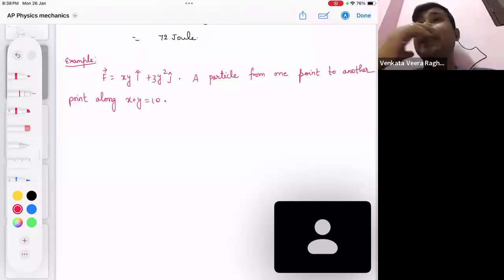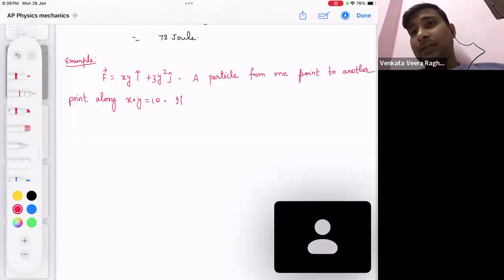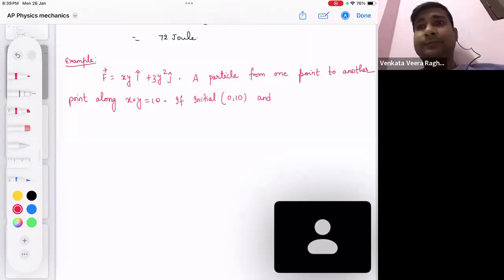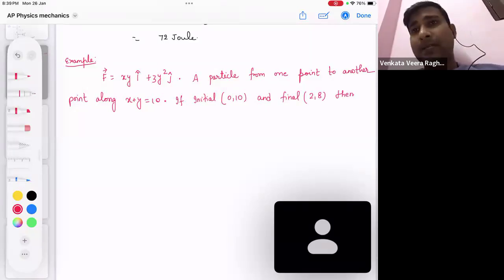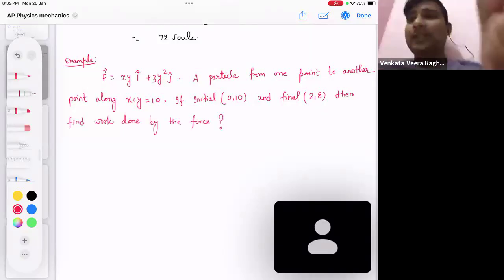So the particle's initial point is something, final point is something, and it goes to the other point. If the initial point is, let's say, 0 comma 10, and the final point is, let's say, 2 comma 8, then find work done by the force. Do you understand the question? Find work done by the force in the question. Please tell me, understand the question?